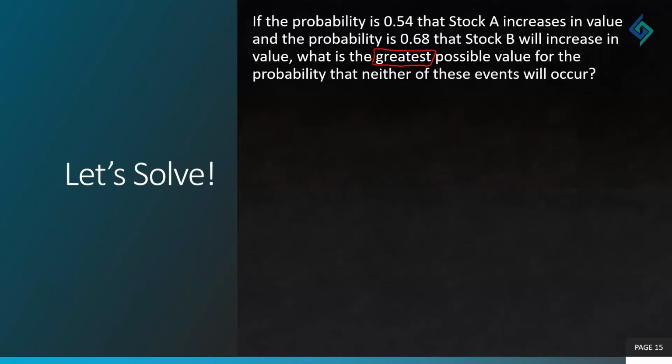Our instinctive approach says that neither stock A nor stock B increases in value, which means both stock A and stock B are independent events. So which means stock A should not increase in value. So that will be 1 minus 0.54. Okay. And stock B also should not increase in value. So that must be 1 minus 0.68. So this will give me the answer as 0.46 multiplied by 0.32. Whatever the value I'm going to get in the calculation, this is what we will get as the probability that neither stock A nor stock B will increase if they are independent events.